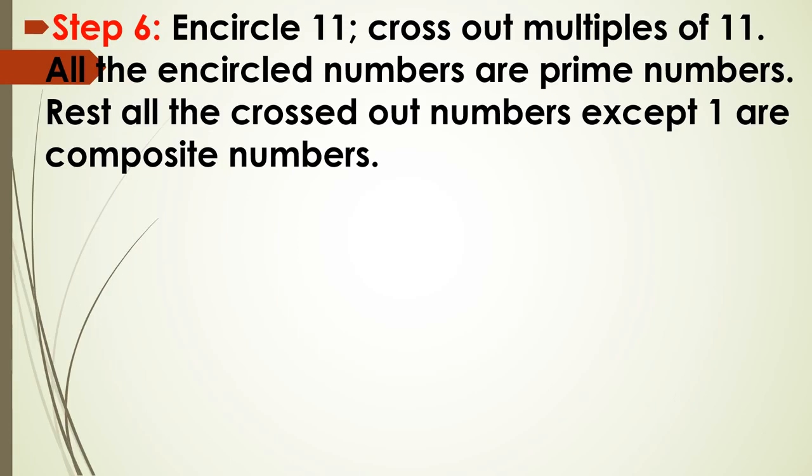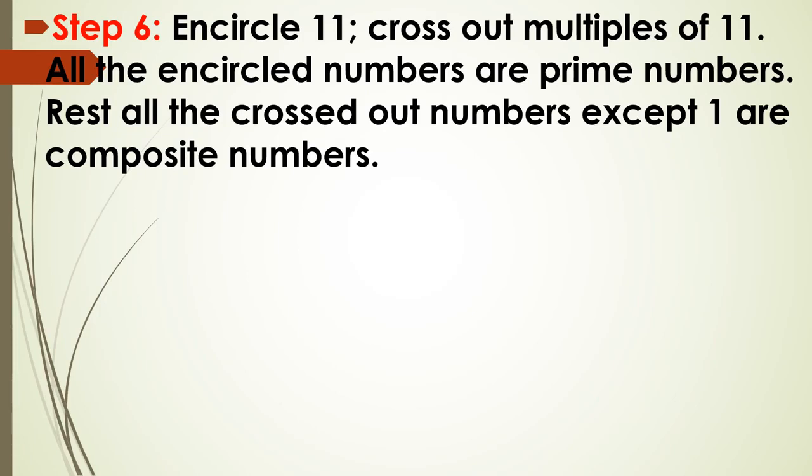Okay? Now see, all the encircled numbers are prime numbers. Numbers which you have encircled, they all are prime numbers. And the numbers which you have crossed out, except one, are composite numbers. This will be more clear to you when you make this type of grid, this type of table with your hands. Okay, make it. Move step by step, follow step by step and make this table of prime and composite numbers.